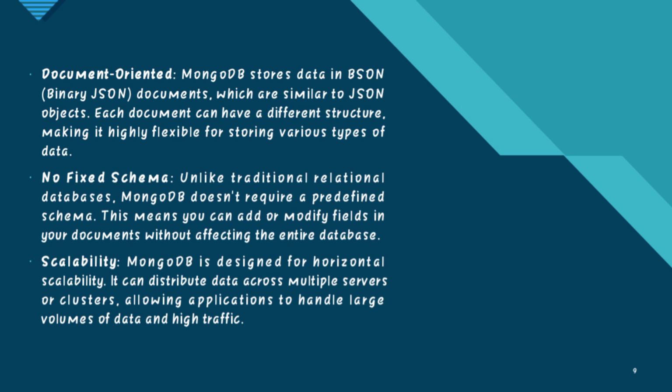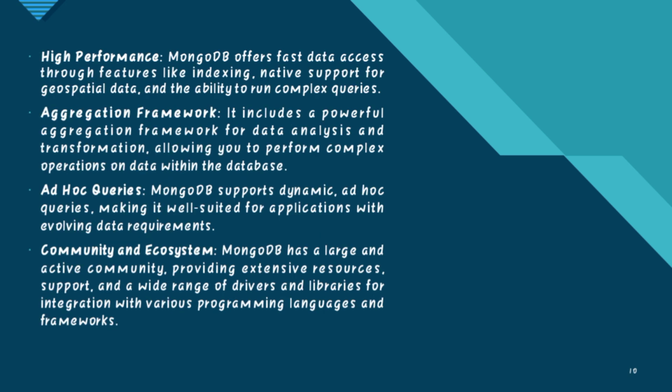Scalability. MongoDB is designed for horizontal scalability. It can distribute data across multiple servers or clusters, allowing applications to handle large volumes of data and high traffic. High performance. MongoDB offers fast data access through features like indexing, native support for geospatial data, and the ability to run complex queries. Aggregation framework.